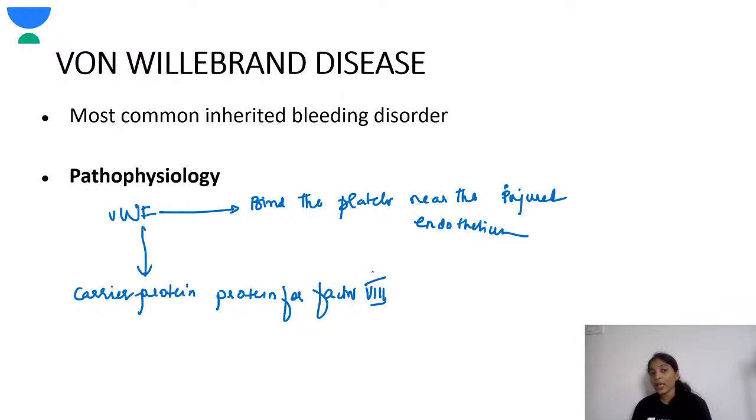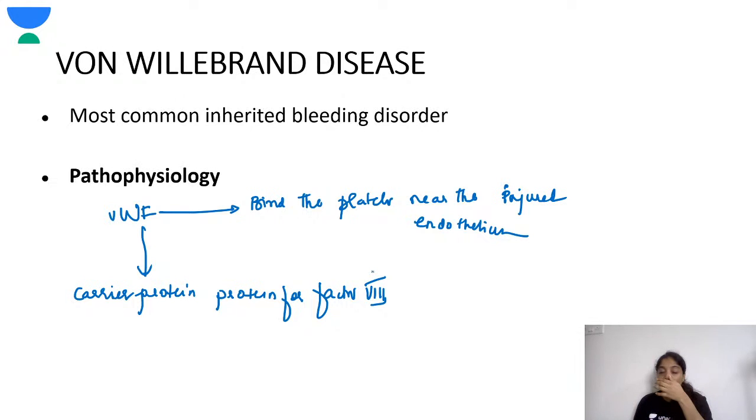So remember, the von Willebrand factor binds to the platelets near the injured endothelium, and also it is a carrier protein for factor 8. When the von Willebrand factor is absent or deficient, there will be two types of presentation. One, platelet dysfunction. Another, factor 8 deficiency. So this you should remember. They have a mixed presentation.